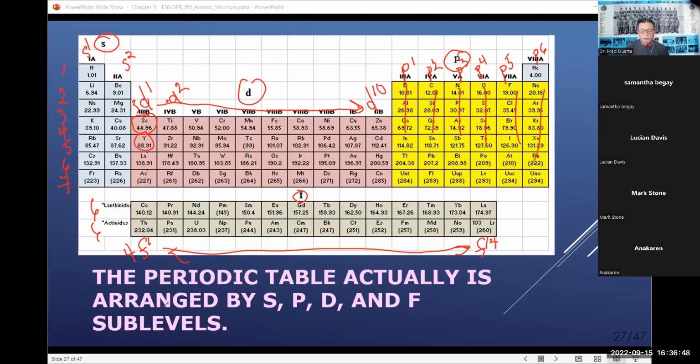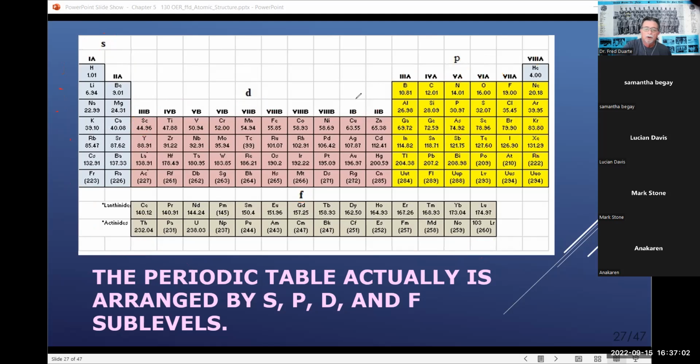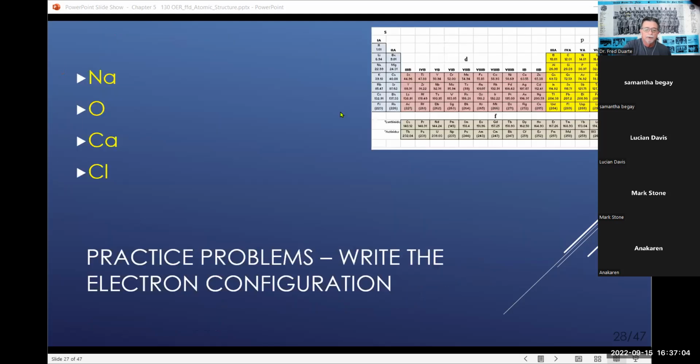Okay, but we're not going to do a lot of the D's and the F's. You know, they might show up as maybe an extra credit type of question, but our emphasis would be mostly on the S and the P. Okay, and one more here. And so if we look at the electron configuration for, let's do sodium.